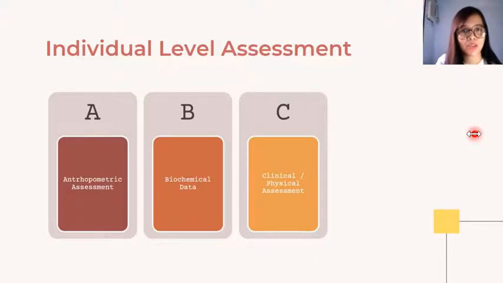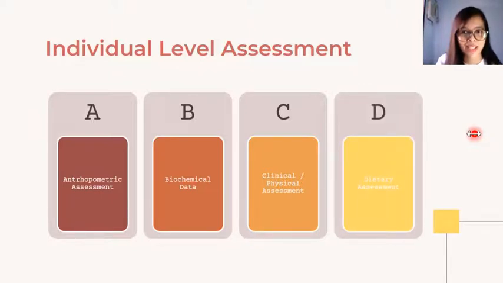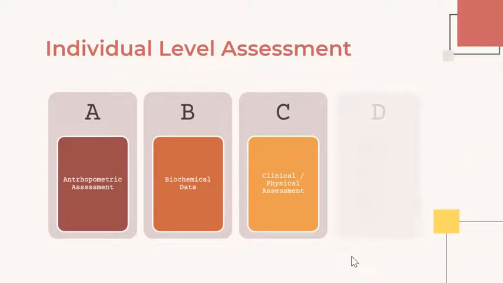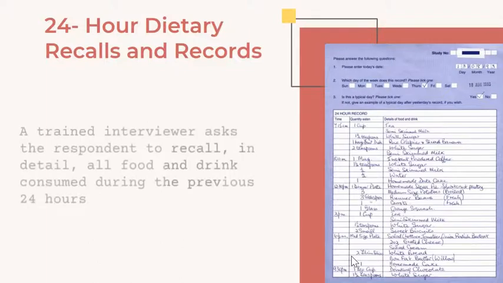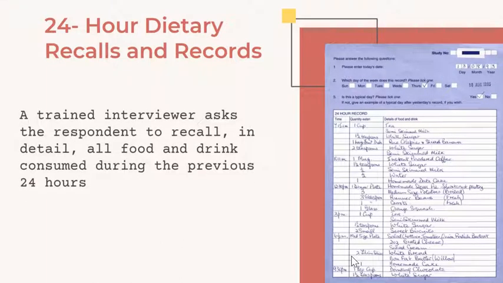Let's now proceed with the last one, that is the D of the ABCD. We have dietary assessment. For your dietary assessment, we have four tools that you can use: the 24-hour dietary recalls and records, the multiple day food record, the food frequency questionnaire, and your diet history. For the 24-hour dietary recalls and records, a trained interviewer asks the respondent to recall in detail all food and drink consumed during the previous 24 hours. It could be done from midnight to midnight.